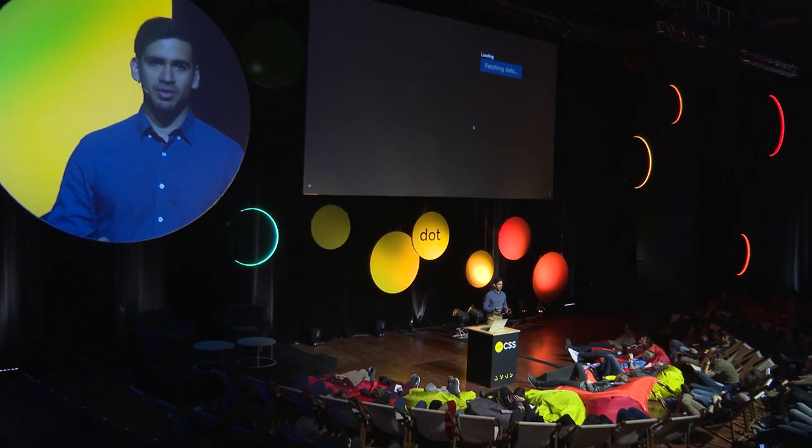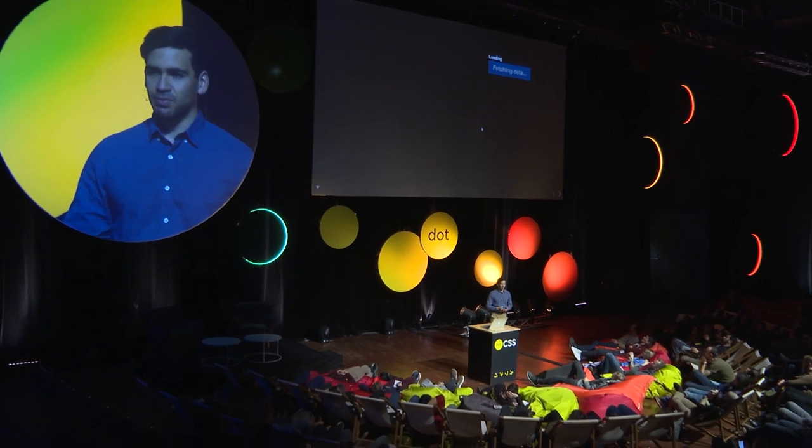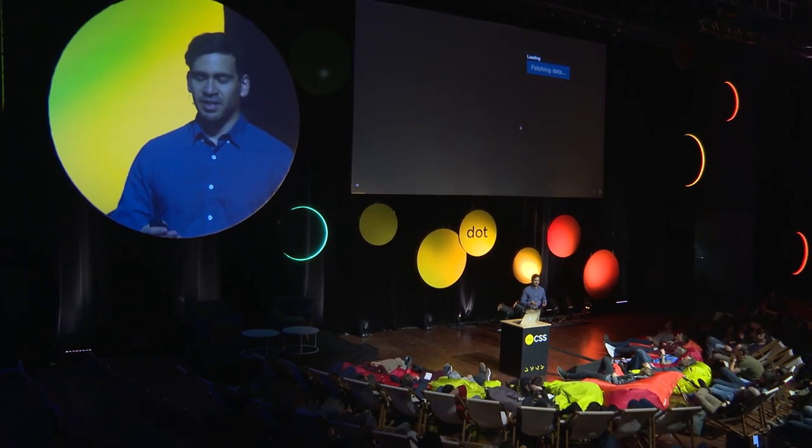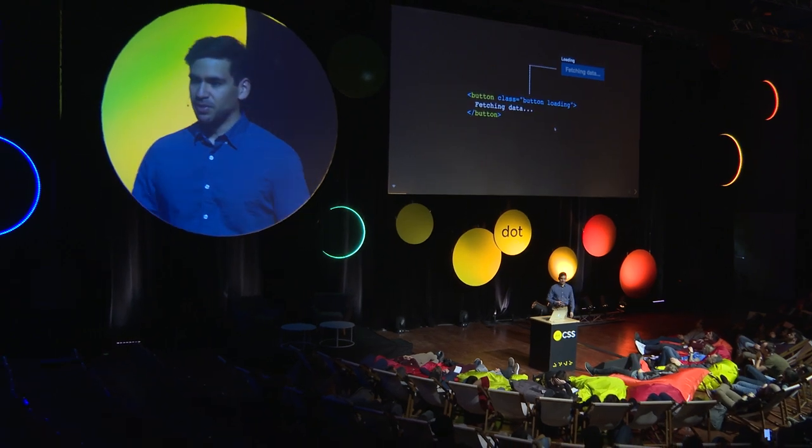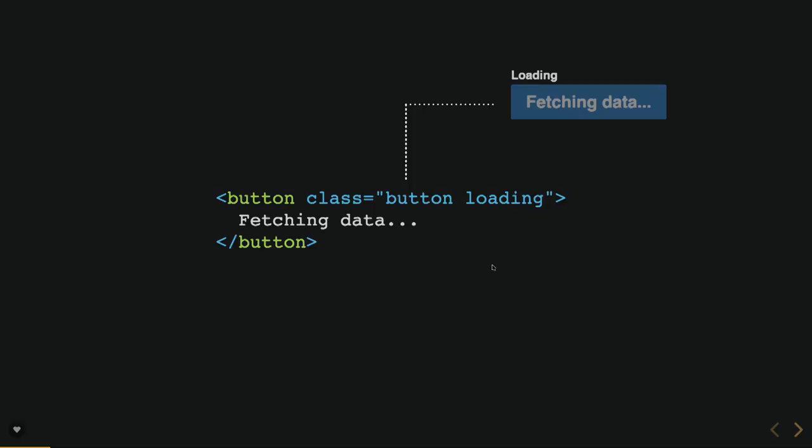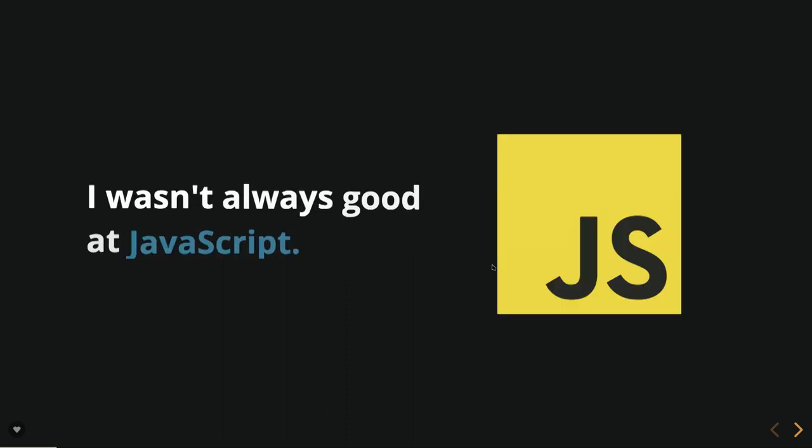Now, typically what we would do, and what I have been doing for a while before I got a better idea of what I should be doing, is adding classes in order to say which state this should be in. For instance, this button has a loading class. And we're going to take a look at why this might not be the most scalable pattern. But first, let me explain my journey to how I got to where I am today, talking about state machines all over the place.